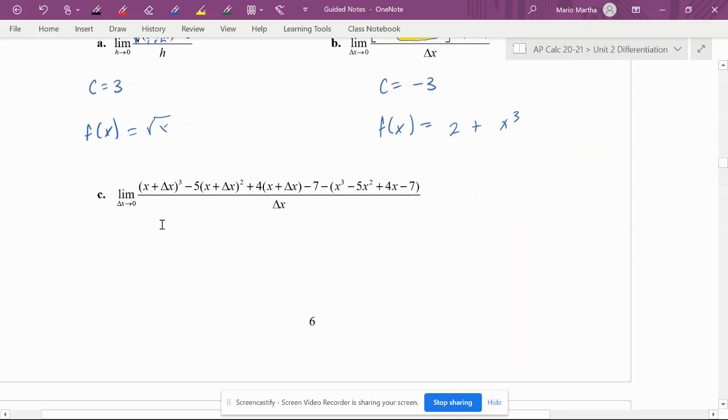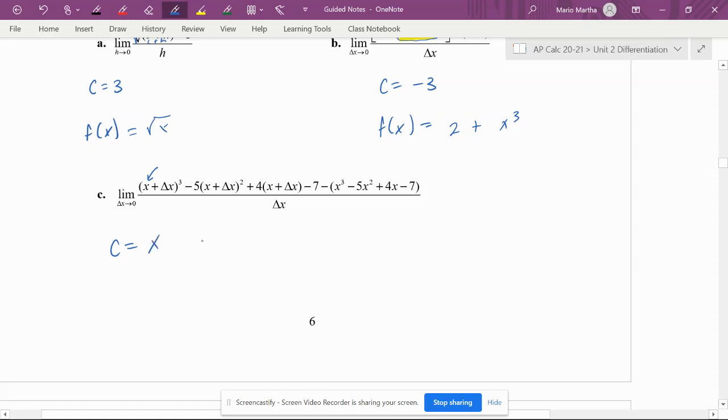And then example C right there. So again, look for the c value. What do you think the c value is going to be here? In this case, the c value is x, right? Because that's what's next to the delta x.